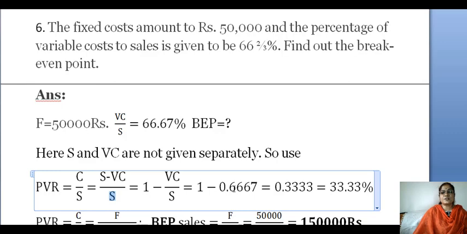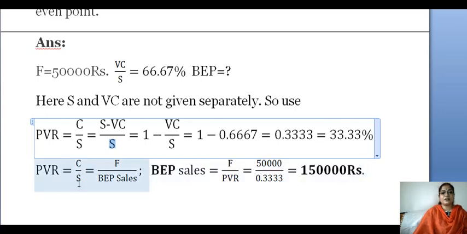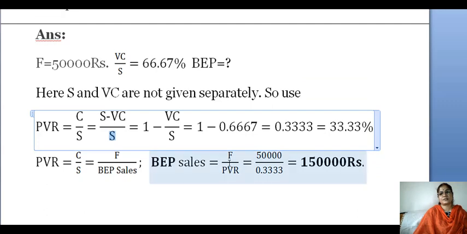So 66.67% is nothing but 0.6667. So last 6 is rounded off here actually. So subtract, we get this much, 33.33%. So PVR is equal to C by S once again, because ultimately I want BEP in sales, not PVR. So just exchange these two places. So we get BEP in sales on the left, it is 1,50,000 rupees.